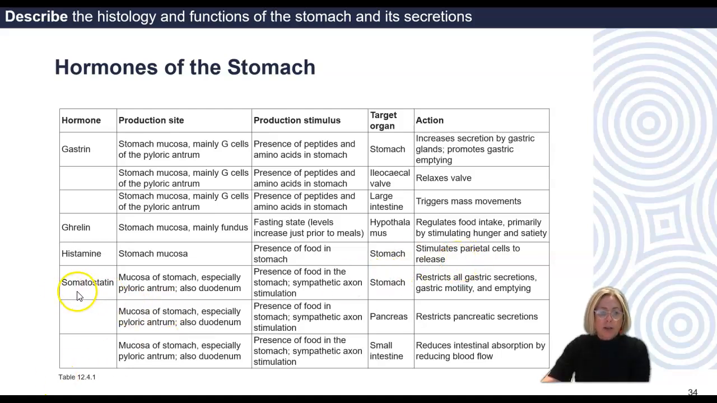And then the somatostatin, which I mentioned on the previous slide, is produced when there's presence of food in the stomach. Okay, and it acts to restrict all gastric secretions, gastric motility and emptying in the stomach, acts on the pancreas to restrict pancreatic secretions, and it acts on the small intestine to reduce intestinal absorption by reducing blood flow to the intestines. So this has got to do with the sympathetic axon stimulation.